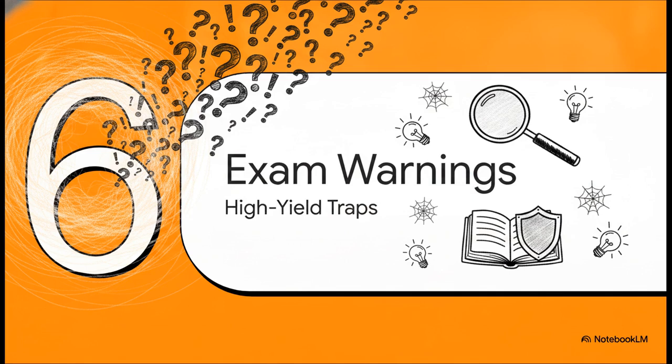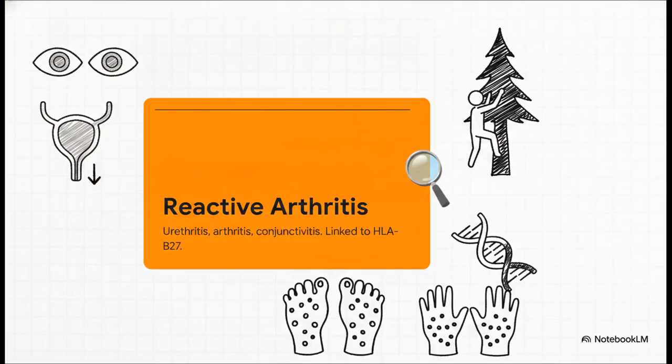This is where we consolidate the most frequently tested trap questions. First warning up, sexually acquired reactive arthritis, or SARA. You probably remember the classic triad, right? Can't see, can't pee, can't climb a tree. That's conjunctivitis, urethritis, and arthritis, predominantly in the knees. It has a super strong association with the HLA-B27 gene.